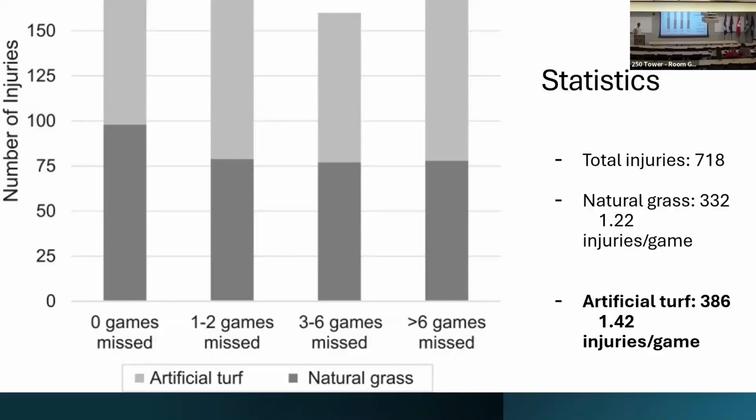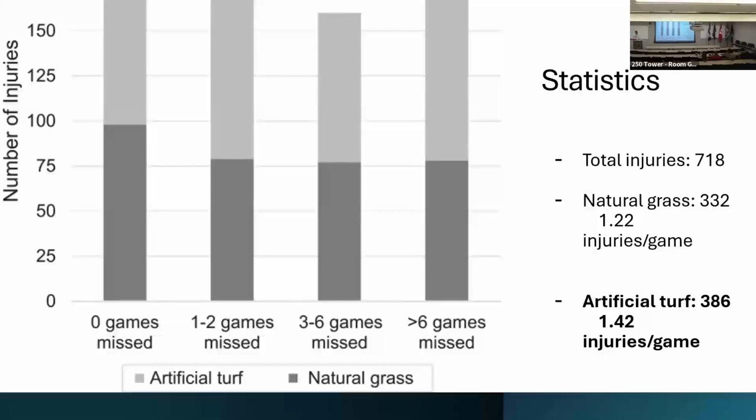And then in this bar graph, I don't really love how they presented it, but the light gray is artificial turf versus the dark, maybe that's black, dark gray was natural grass. And then this is by injury severity. As you move left to right on the graph, the light gray takes up a larger proportion, indicating that as injuries became more severe, there was a higher association with artificial turf.